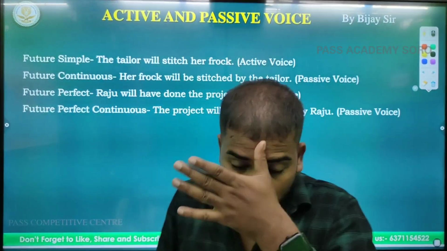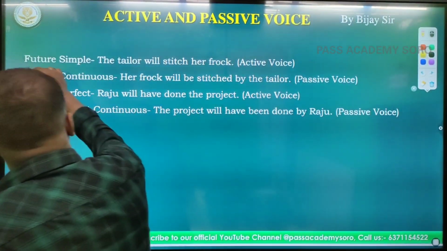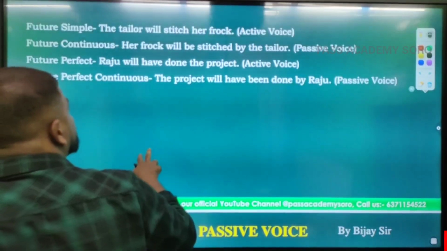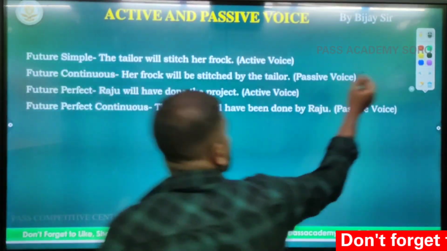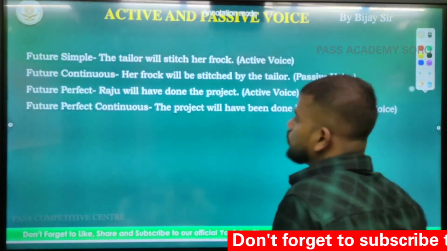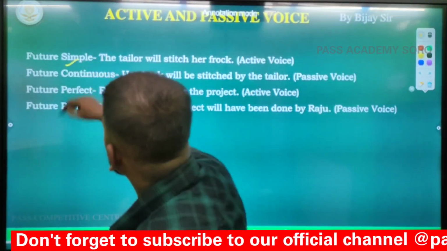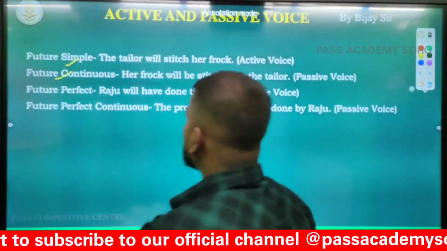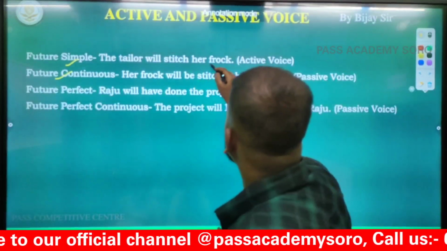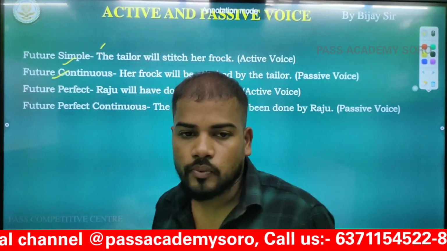Then our next tense is future simple. If our sentence is in future simple, dear students, future simple becomes future continuous, right? So the future simple we will convert into future continuous. So: the tailor will stitch her frock. This one is future simple, right?